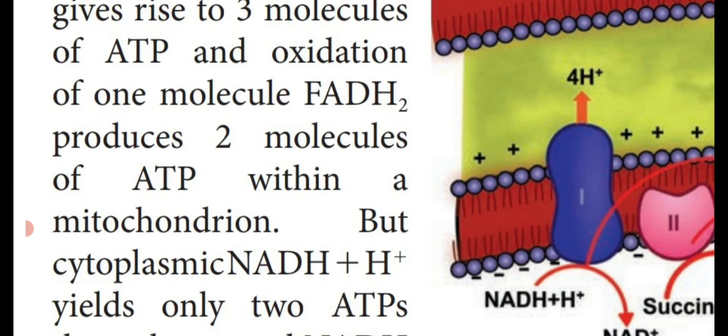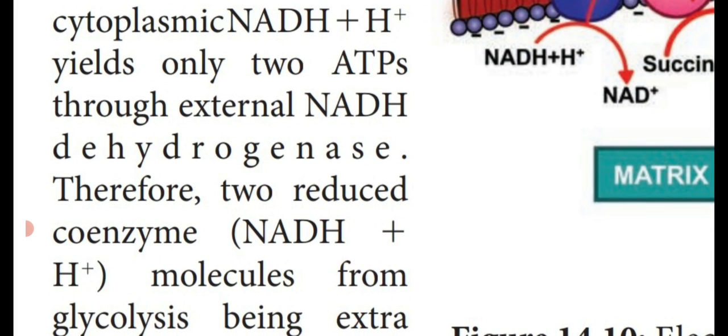Dear students, according to the alphabet, F is the first one, so it produces 2 ATP molecules. The next alphabet is N, which produces 3 ATP molecules. FAD, NAD is the important 1 mark question. The cytoplasm also contains NADH2. It is an external NADH, which produces only 2 ATP molecules.